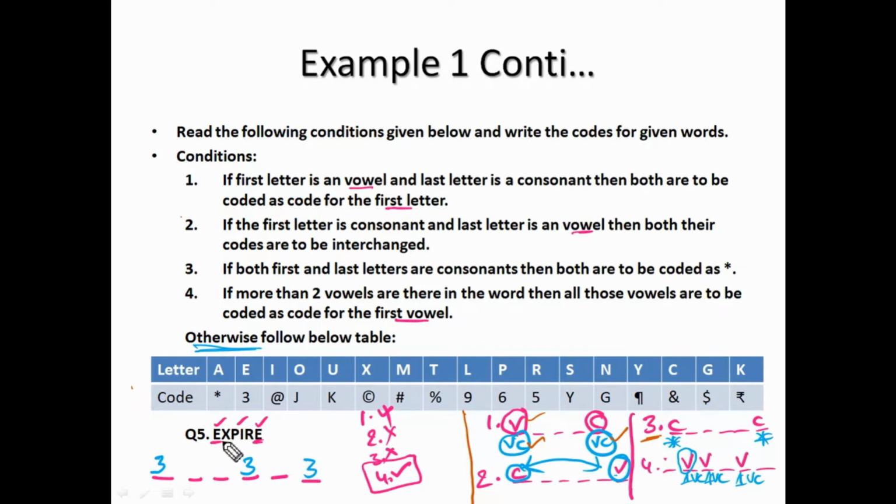And what about remaining letters? Code them as it is from the table. What is the code for X? X is copyright. What is the code for P? P is 6. What is the code for R? That is 5. So this is the answer. Right?